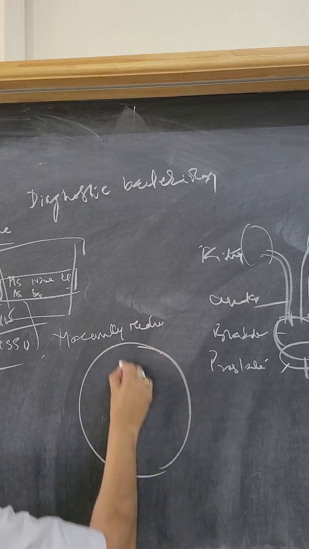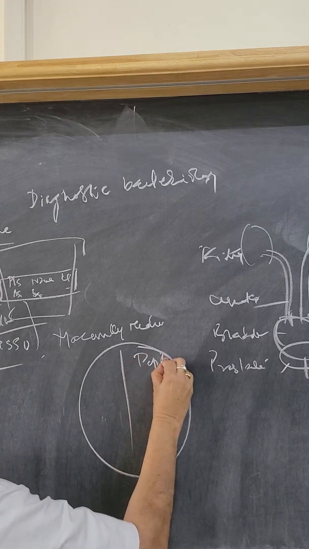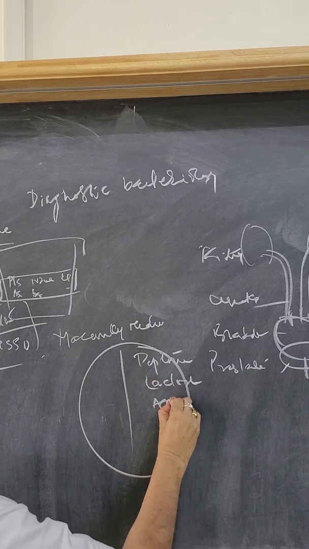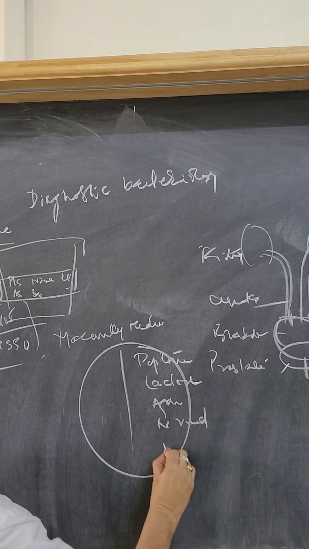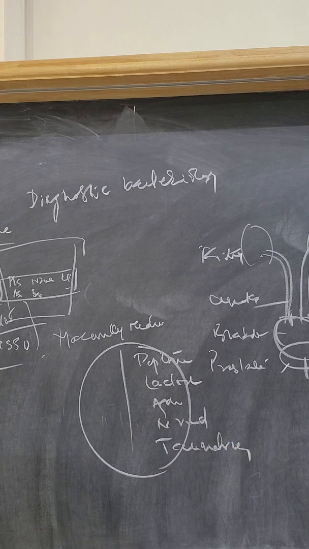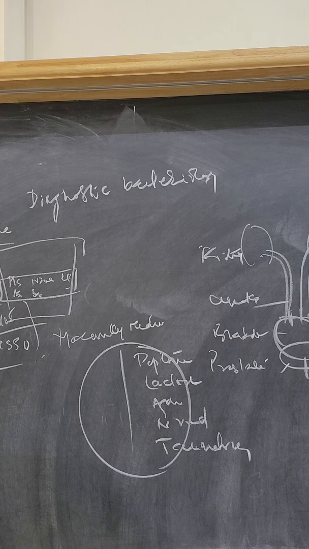I already told you MacConkey's medium consists of PLANT: P for peptone, L for lactose, A for agar, N for neutral red, T for taurocholate. This taurocholate makes MacConkey medium selective. It inhibits non-enteric organisms.